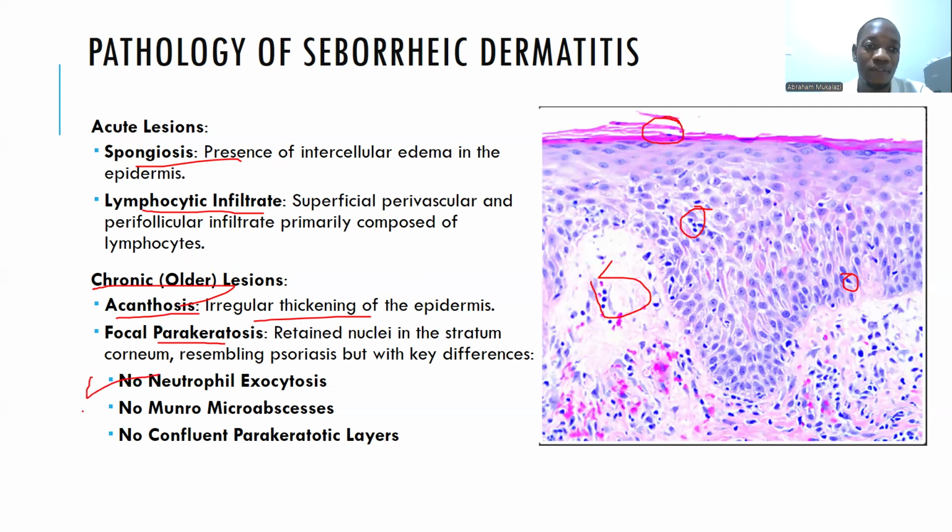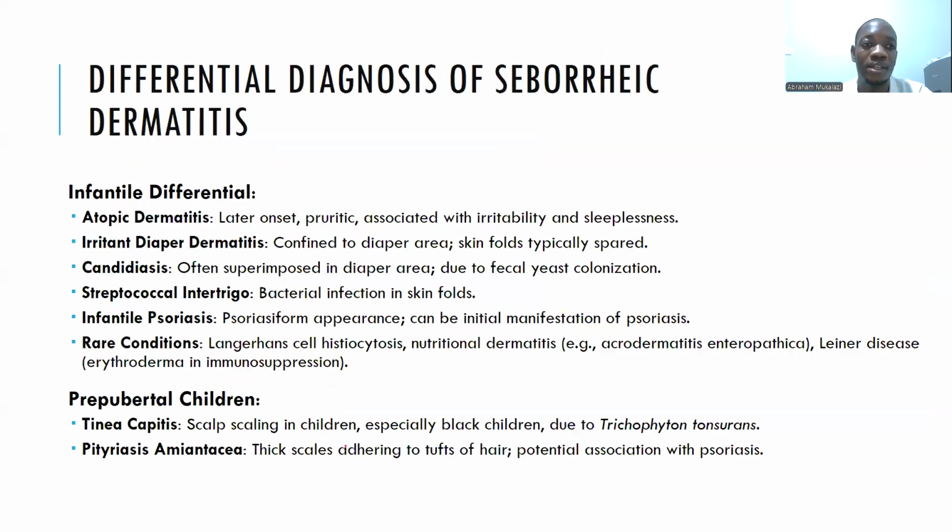But in this case, you'll have no neutrophils, you'll have no abscesses, as you see in psoriasis, and then you have the confluent parakeratotic layers. So that is how seborrheic dermatitis will appear on a slide.